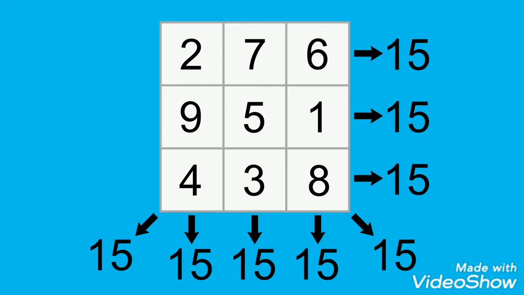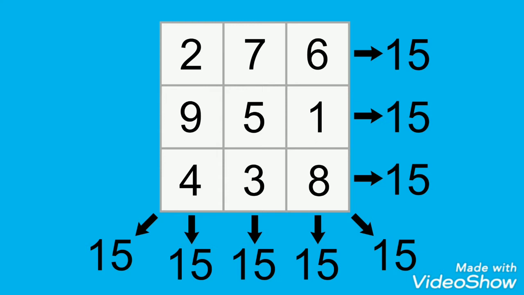Then moving to the columns, we have the first column with numbers 2, 9 and 4. The sum of 2 and 9 is 11. 11 plus 4 gives us 15. Then in the second column we have 7, 5, 3. 7 plus 5 is 12. 12 plus 3 is 15. Wow. Then the third column: 6 plus 1 is 7. 7 plus 8 is 15. So in both the case of rows and columns we got the sum as 15.